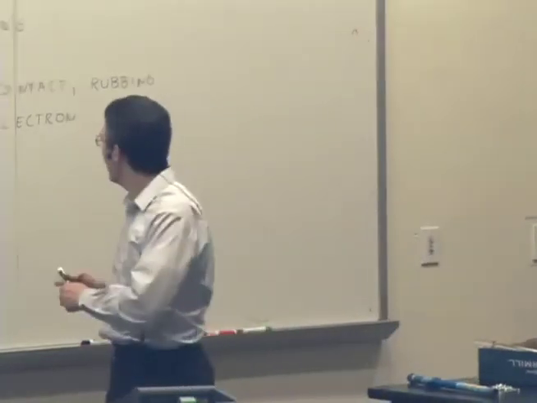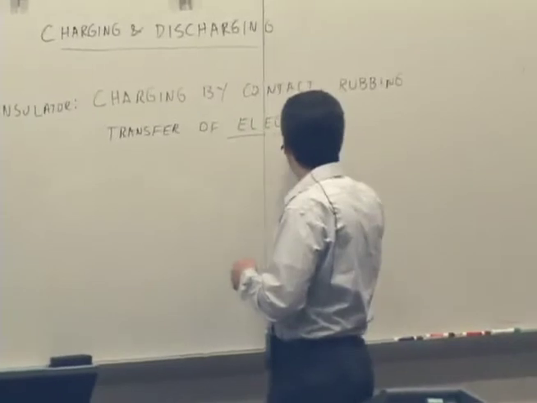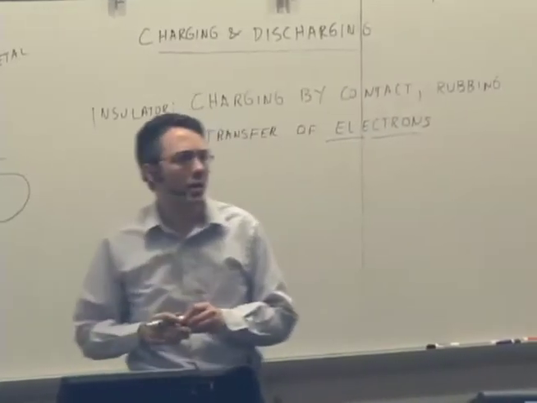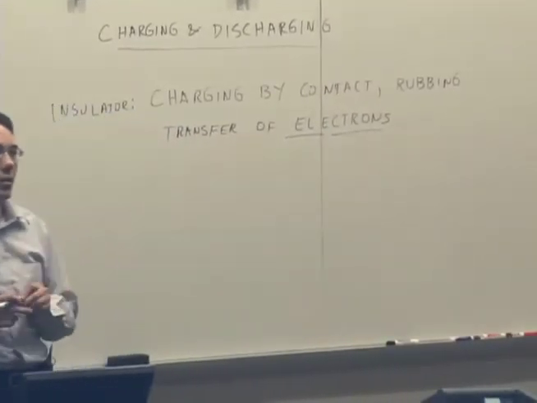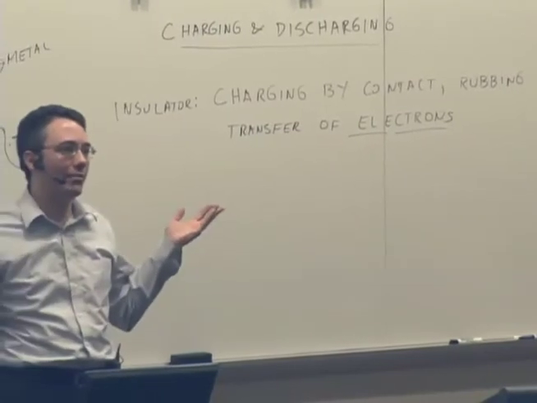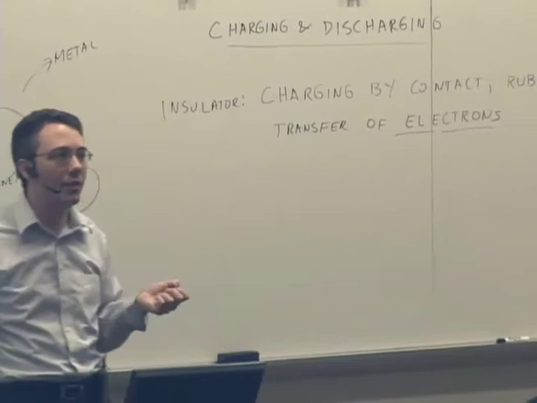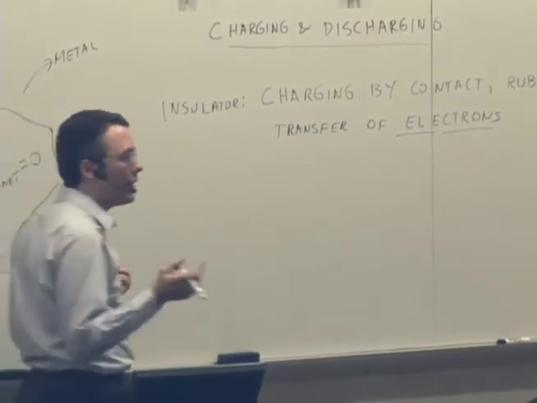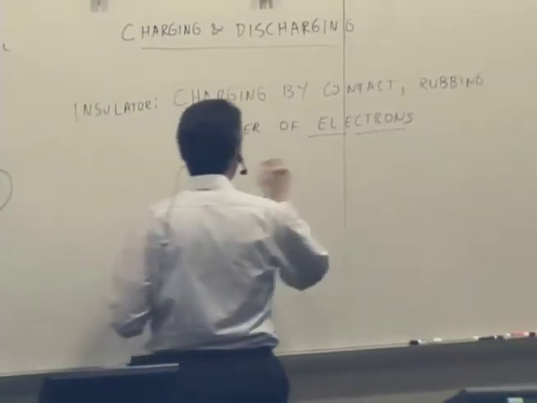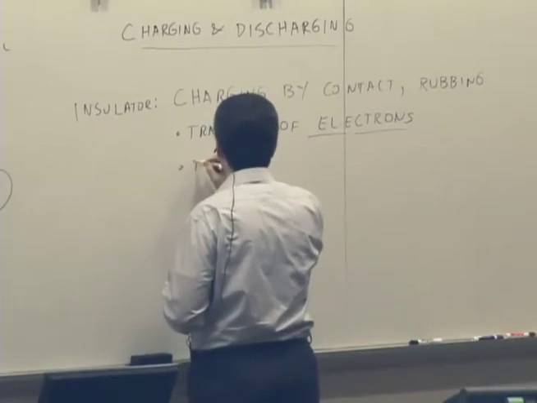Or what else could be transferred? We said what couldn't be transferred was bare protons ripped out of the nucleus, right? But we could have a situation where instead of electrons, we had ions. Yeah, ions could be transferred.